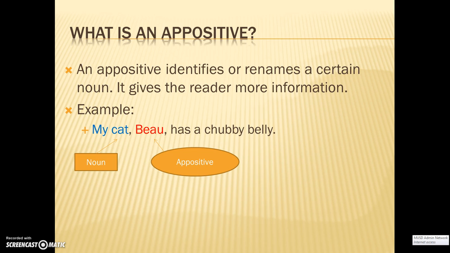Make sure you write down the definition and the example. It's always a good idea to label things, as I have done as well. For example, you would label Bo as an appositive and my cat as the noun phrase. Go ahead and press continue when you're ready.